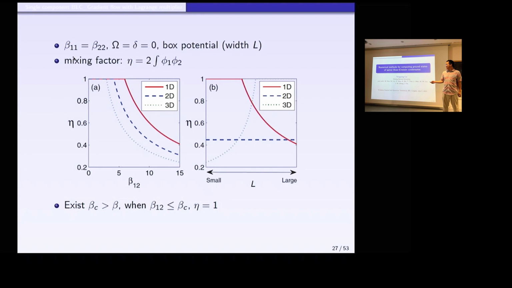And for this one, you will see there's always a critical number, depending on the size of the box trap. Up to this positive number, the system will still be fully mixed. And this one is changing the size of the box potential. This different scenario is basically because of the scaling of the interaction energy and also the kinetic energy in different dimensions.